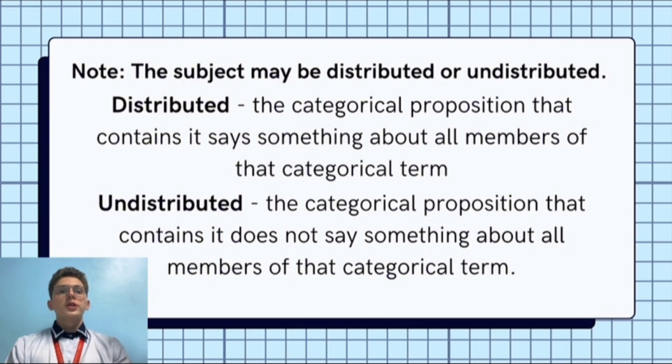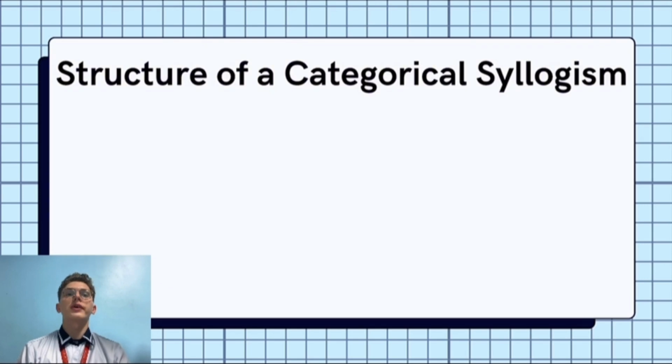Remember, it is important to know what these parts are for, as they are very important in determining the validity of the syllogism, especially the subject, predicate, and quantifier. Next, let's define the structure of a categorical syllogism.